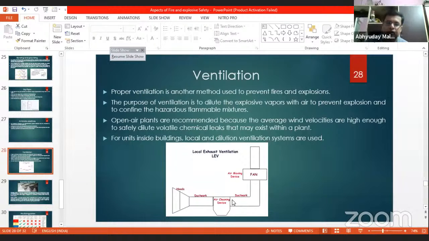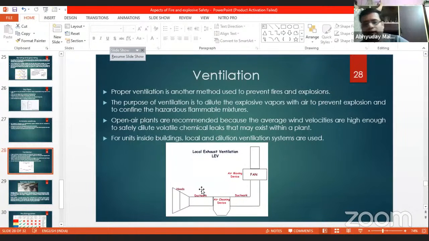And for units inside buildings, that is, if you have any factory or any reactor inside a building, you can use either a local ventilation system or a dilution ventilation system. This photograph here shows a local ventilation system where there are hoods which suck the vapors of the chemicals that can be leaked inside the room. And these vapors are carried with the air that is sucked by the fan here and ventilated to a safe place.